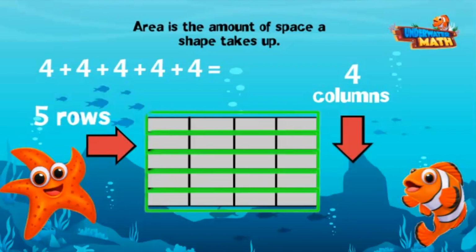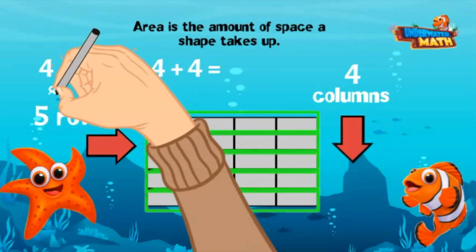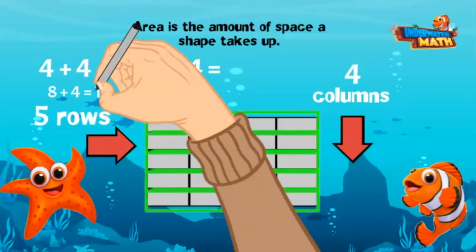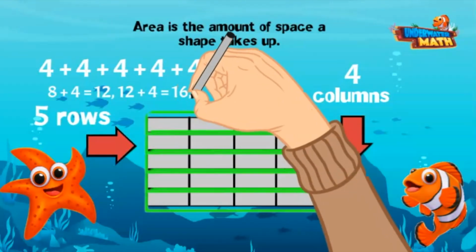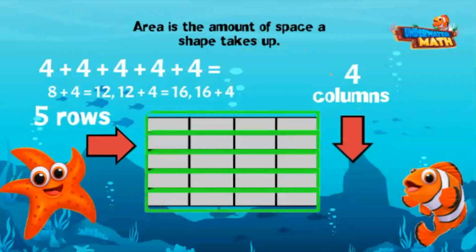Let's break it down to add. 4 plus 4 equals 8. Add 4 equals 12. Add another 4 is 16, plus another 4 is 20. There are 20 boxes in the array.